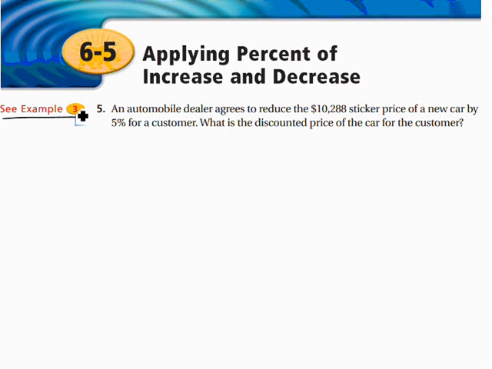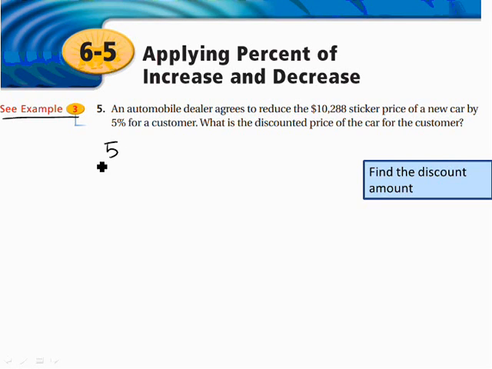Alright. An automobile dealer agrees to reduce the price, so we have a percent of decrease or a discount, by 5% for the customer. What is the discounted price of the car? Well, we need to find the discount amount. The discount amount is calculated by using the percentage given. It's 5%. The discount amount is what we don't know, but the original amount we do, which is 10,288. That's a terrible looking 8. Let me fix it.